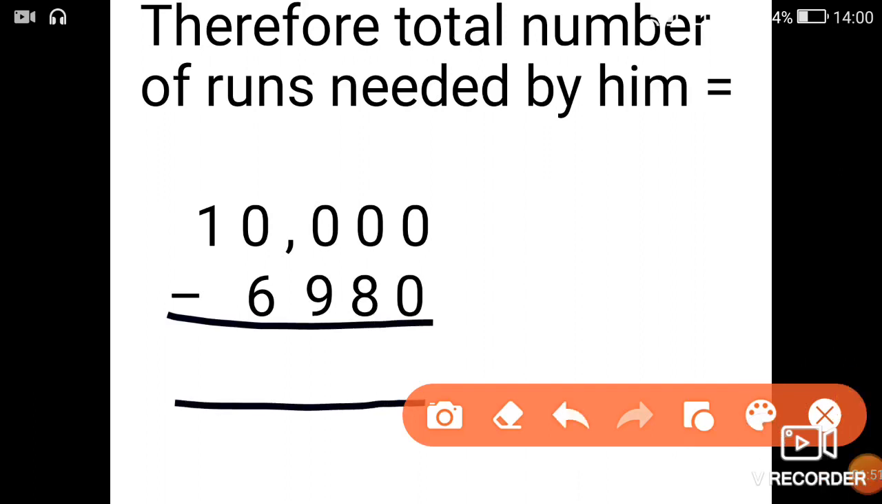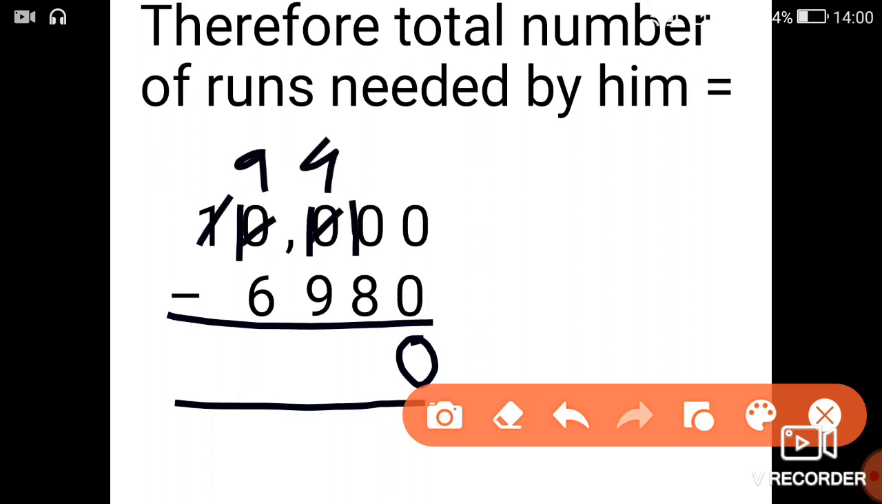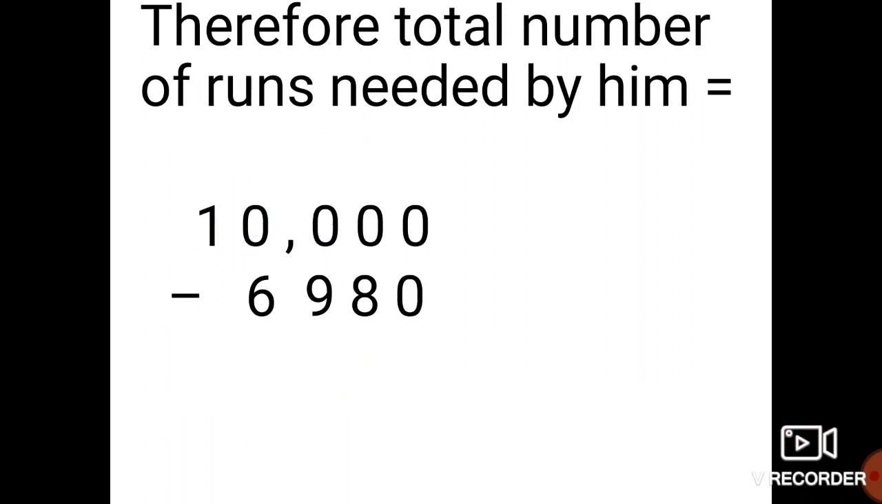So, 0 minus 0 is 0 and 0 minus 8, we can't do that, we need to borrow. So, it will be 9 and 10. 10 minus 8 is 2 and here 9 minus 9 is 0 and 9 minus 6 is 3. So, it is 3020. So, the total number of runs needed by Shekhar is 3020.